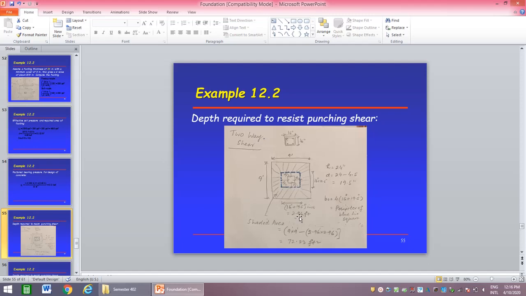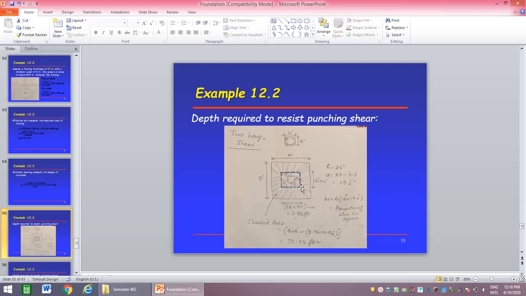So the critical section, this is your column in between here, and this is your foundation. The foundation is 9 feet by 9 feet, and the column is 16 inch by 16 inch. So this means the critical section of the foundation for two-way shear is at a distance d by 2 from the face of the column. So d by 2 here, d by 2 here, d by 2 here, and d by 2 here. So this means this is the area.